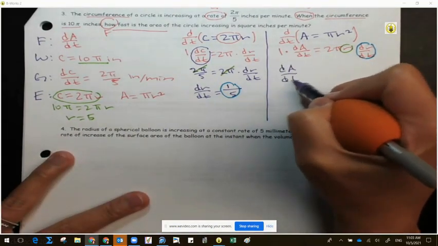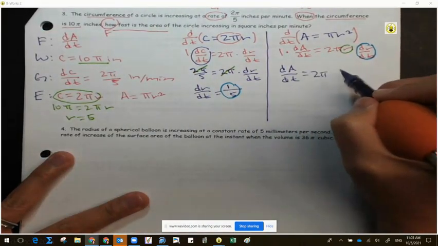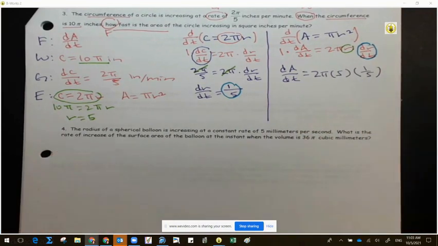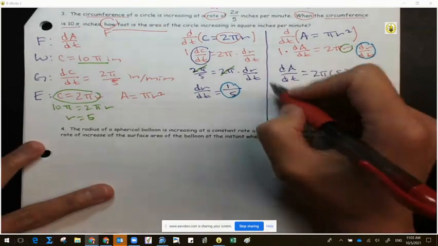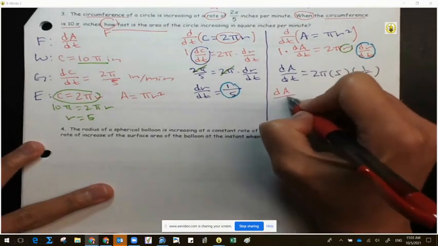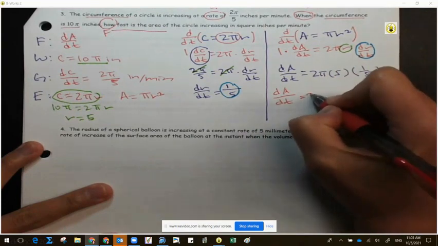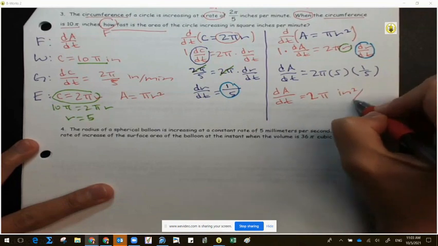dA over dt, that is our final goal. So it's good that it is already by itself. 2 pi times 5 times 1/5. Which piece of that equation are we going to eliminate? The 5 and 1/5. So that means our final answer is dA over dt is equal to, is it 10? No, 2 pi, and our unit is the area, so it's inches squared per minute.